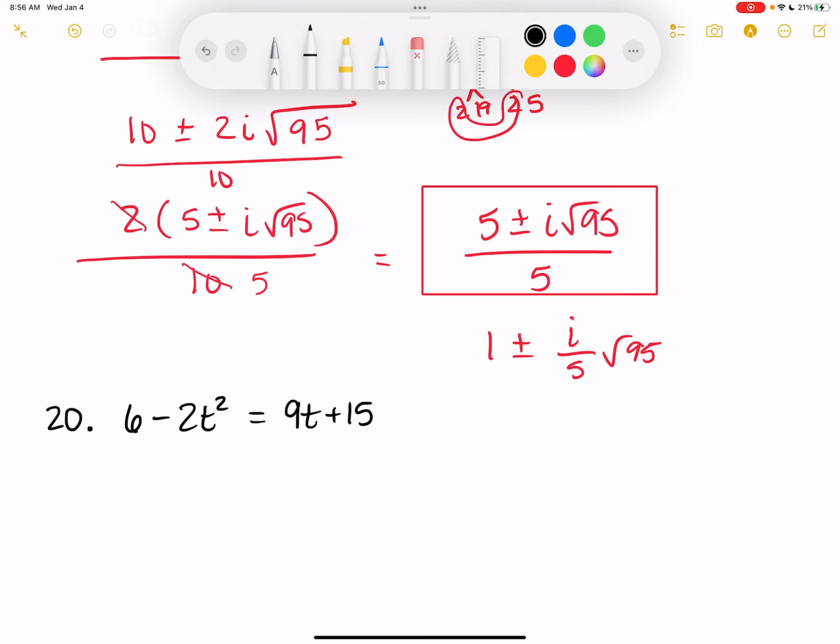So which way do y'all want to move stuff? No, move it to the right. We want positives, Jennifer. All right, we're moving to the right. So positives, Jennifer, positives. So 0 equals 2t squared plus 9t plus 9. Positives.